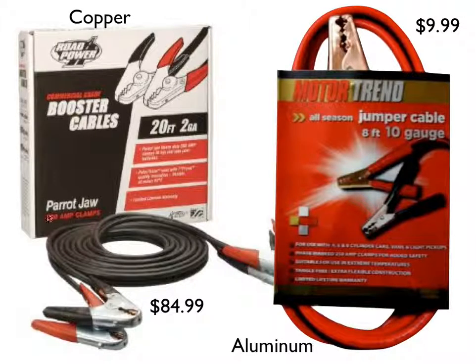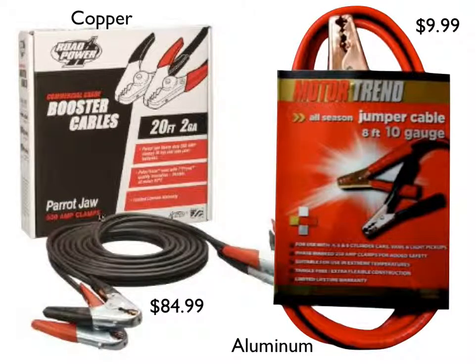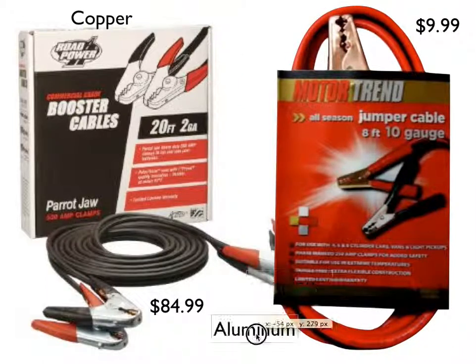I'd like to see if you can figure out the resistance of these two different jumper cables. The first set of jumper cables is copper, and these jumper cables have a 20 foot length and they're 2 gauge. So you go back here to gauge, find 2, and this would be the diameter of those wires. Those jumper cables cost you 85 bucks. A cheaper set of jumper cables is only 8 feet long, but it's 10 gauge. They cost about 10 bucks. These are made out of aluminum. So find the resistance of these jumper cables.